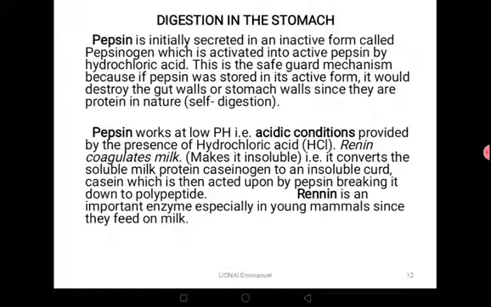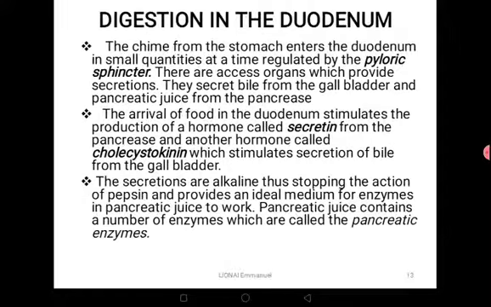And then renin, another enzyme, coagulates milk and makes it insoluble. It converts the soluble milk protein caseinogen into an insoluble curd called casein, which is then acted upon by pepsin still, breaking it down into polypeptides. Renin is an important enzyme, especially in young mammals, since they feed majorly on milk. So renin is major in young mammals, and its major role is to coagulate milk proteins called caseinogen into an insoluble form, casein, which can easily be acted upon by pepsin.